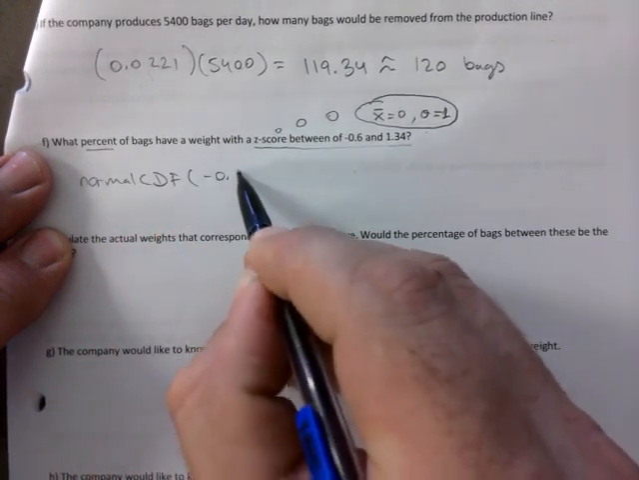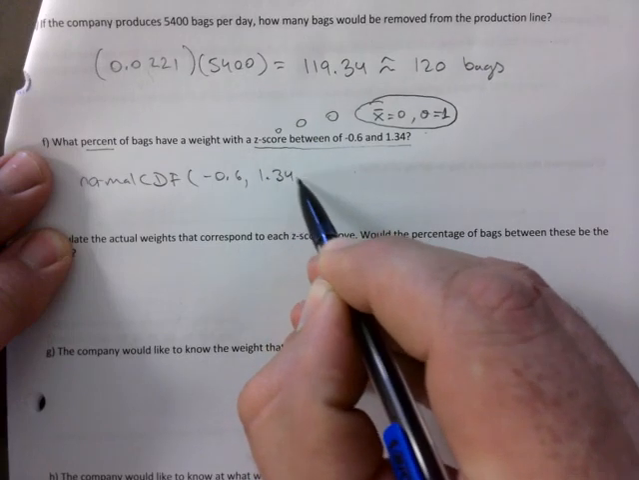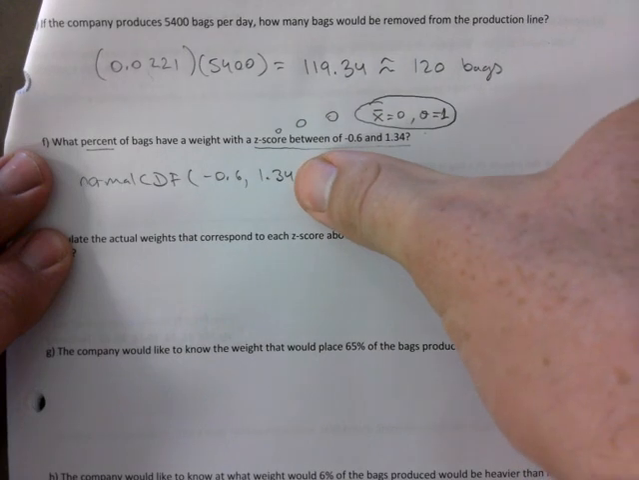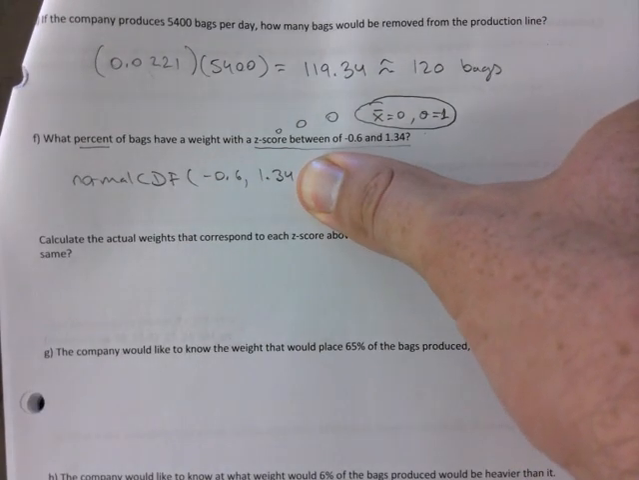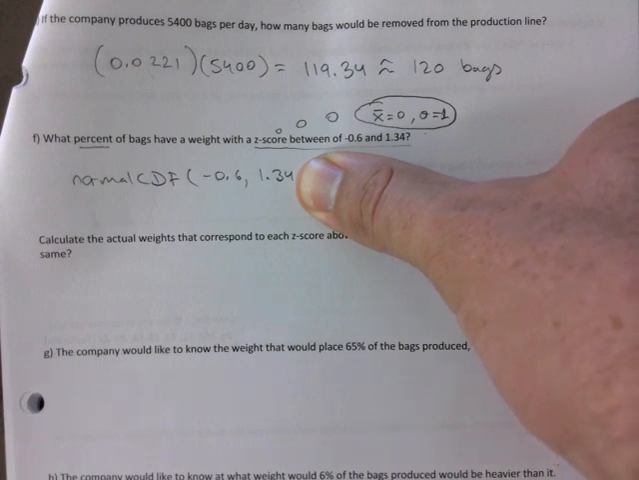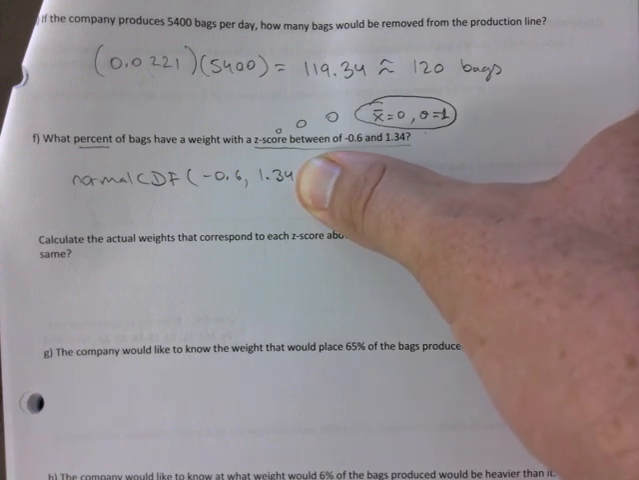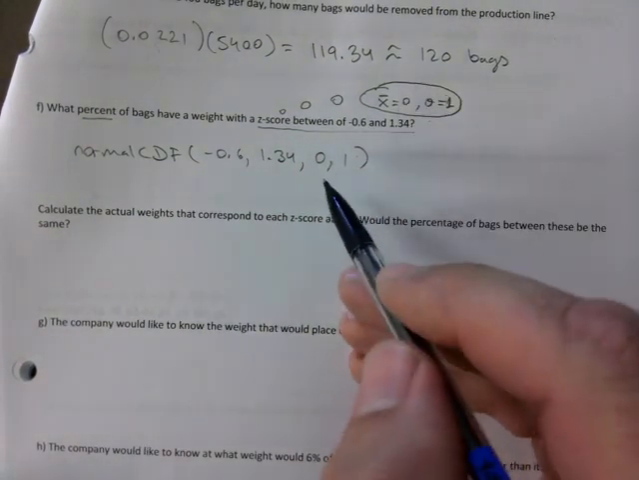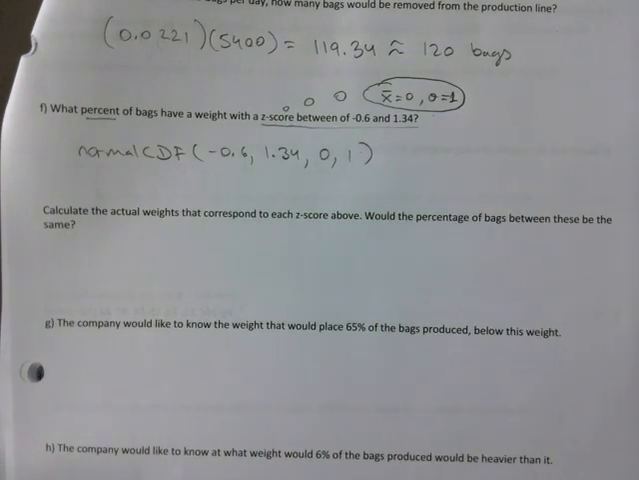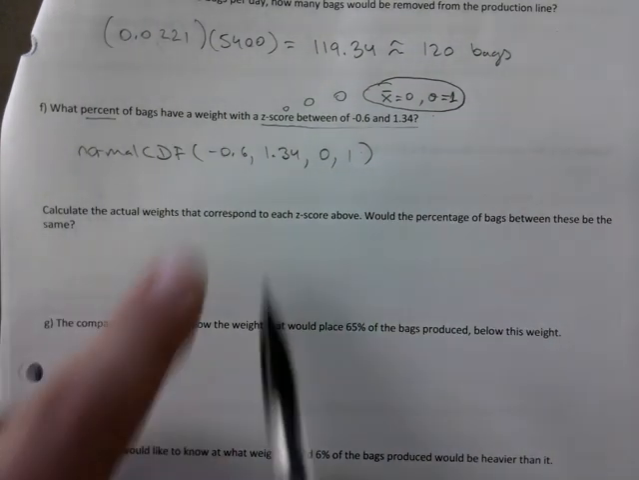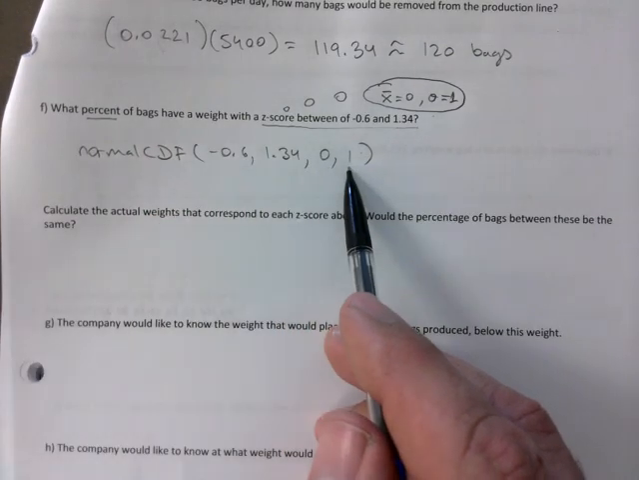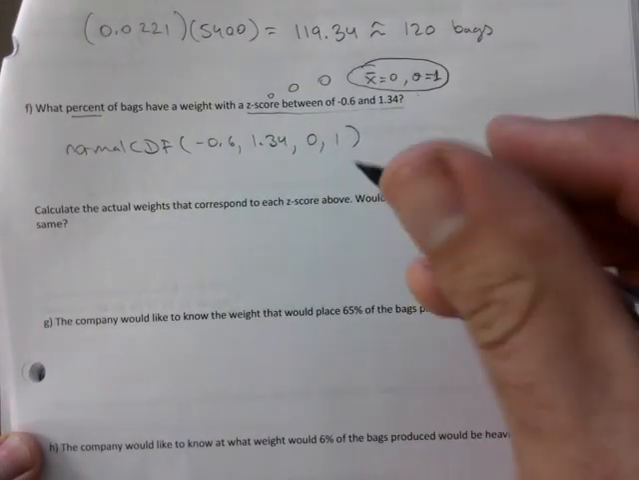So it's negative 0.6 to 1.3401. I'll tell you a secret. If you don't type in those two last entries, normal CDF will assume that it is 0 and 1. But I have found that students make mistakes if they do that. So I always encourage you to just go 0, 1, okay? Because then they forget. They'll just put in the first two entries for anything, forget to put in the mean and standard deviation, and then it's a whole other issue that I have to deal with.